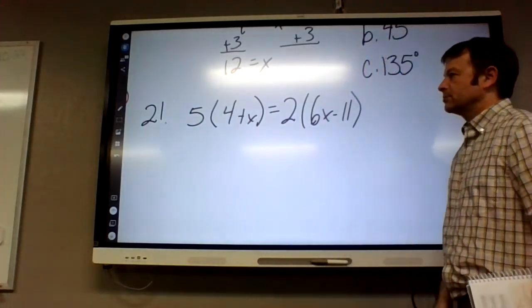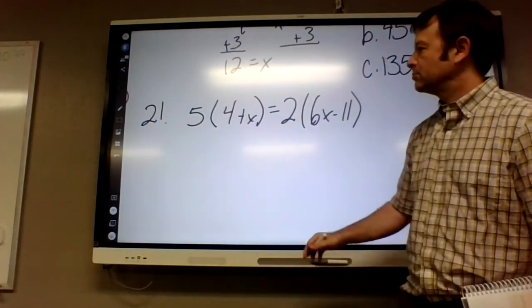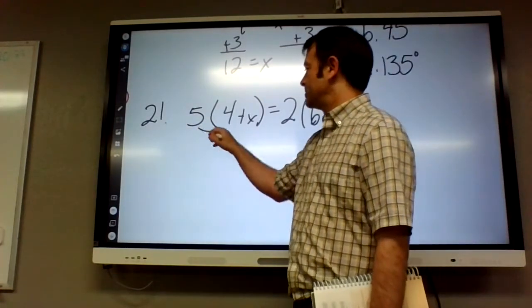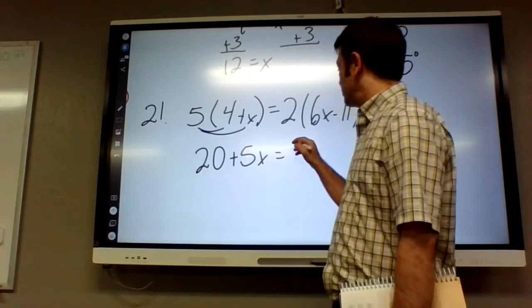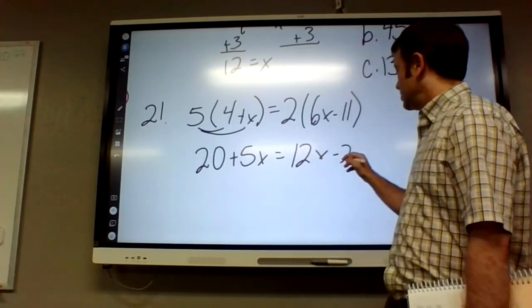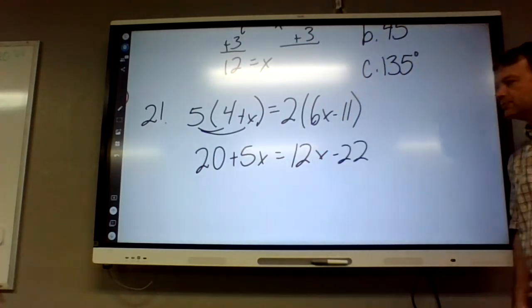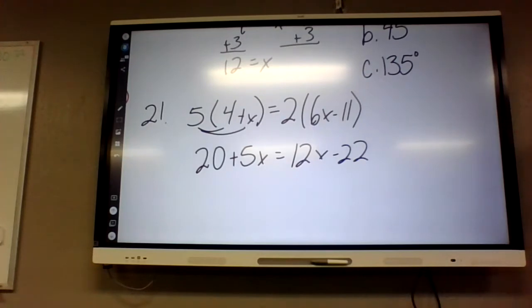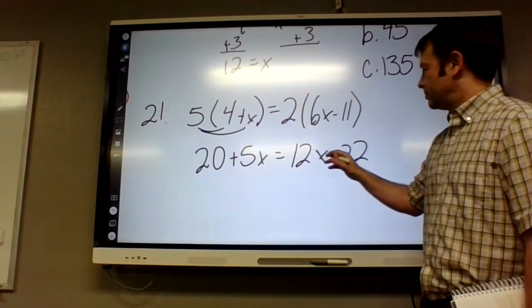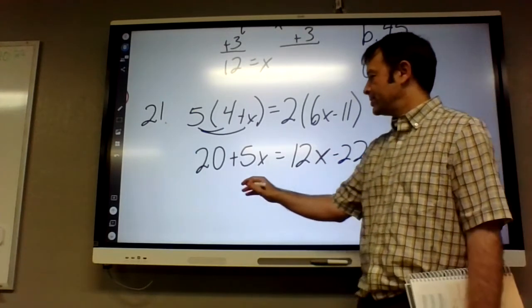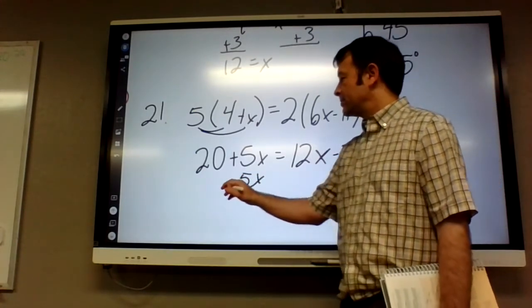Can you distribute on both sides and then subtract? Yeah, distribute on both sides, yes. 20 plus 5x equals 12x. Minus 12. No, 5x. Yeah, you can go either way, it'll work the same both ways. Minus 5x.